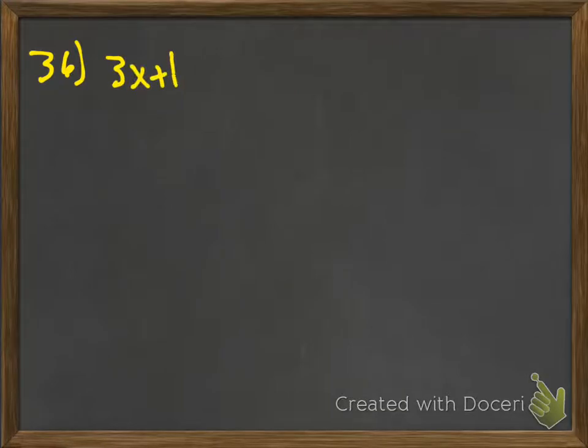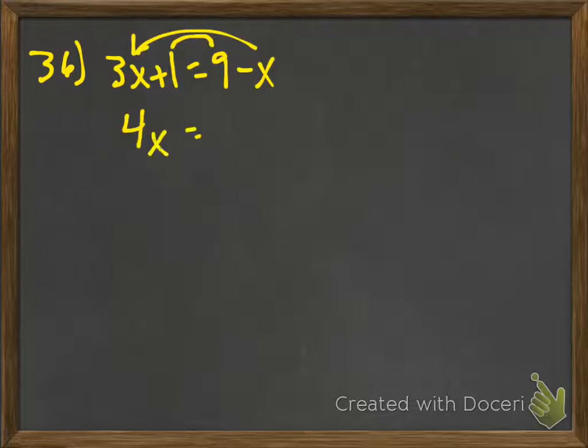36. 3x plus 1. Okay, notice that they're both log base 2, so I can just drop that and say it's 3x plus 1 equals 9 minus x. Then this is a simple algebra problem that you should be able to do. Add the x's, subtract the 1, divide by 4, and you end up with 2.